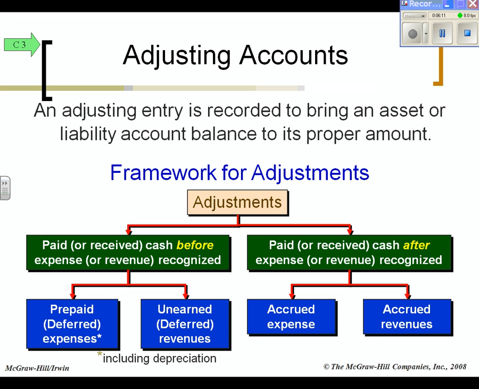With accrued revenues, those are receivables. So you've provided the service in the month of January, you send the customer an invoice, you want to record a receivable and you want to record the revenue because, again, you've earned that revenue in the month of January. That customer may not pay you till February or March, but you still need to record it in the proper period.